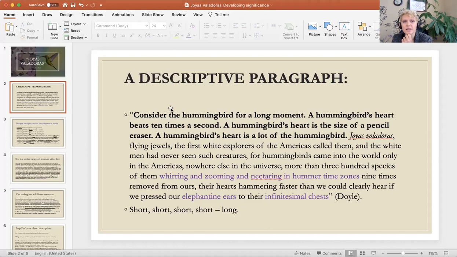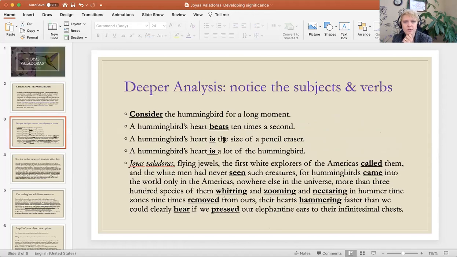So if you look at this paragraph, so much is happening already. And it is a descriptive paragraph, but it also offers you, as I suggested, some contextual information. So if we look at a slightly deeper analysis, you will, again, want to think about where are my subjects and where are my verbs and what work are they doing? There are so many other ways in which this information can be relayed.